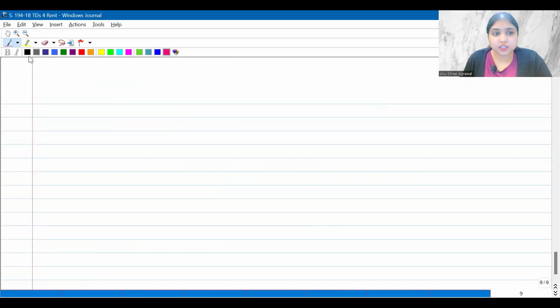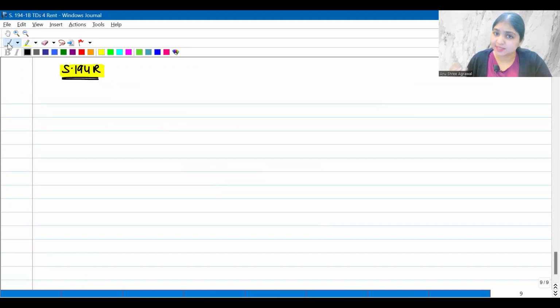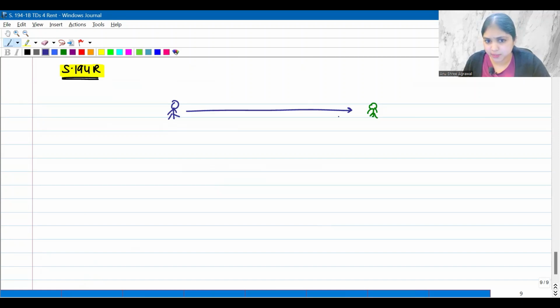Taking you to the next section now, which is section 194R. Section 194R is one of the recent sections introduced in TDS, a very interesting section. Under 194R, let me straight away give you the diagram to help you understand what exactly happens over here. Let's say we have two people. We have this person, Mr. Blue, and we have this person, Mr. Green. Now, this Mr. Blue has given to Mr. Green some benefit or some perquisite.